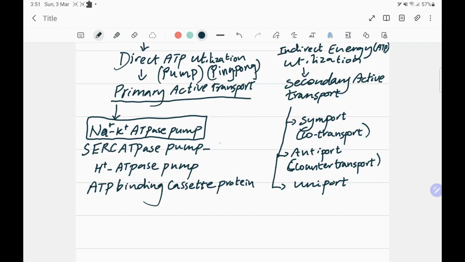This is found especially in your muscles, and the sodium potassium ATPase pump is in all cells. SERCA ATPase is in your muscles, both skeletal, cardiac, and smooth muscle. They help in the relaxing of muscles. What they do is they take calcium and pump it back into the smooth endoplasmic reticulum, which stores this calcium. You have something called the hydrogen ATPase pump. This is present on your lysosomes.